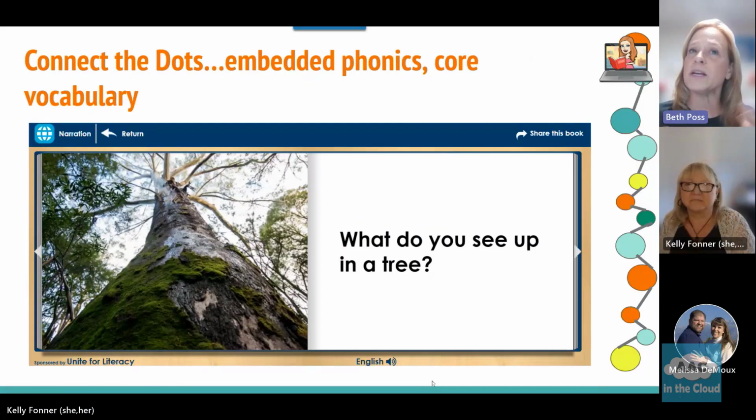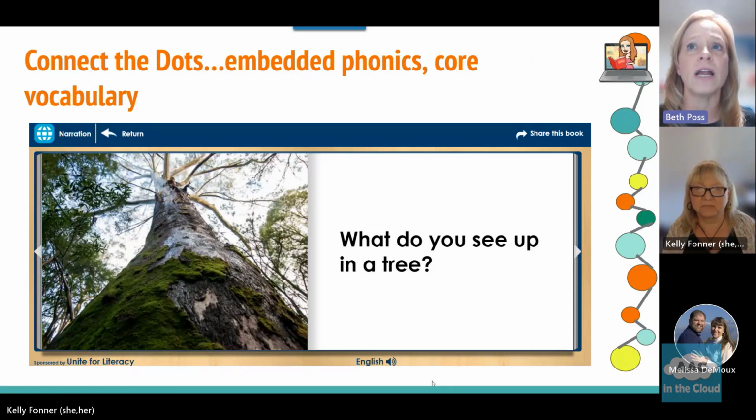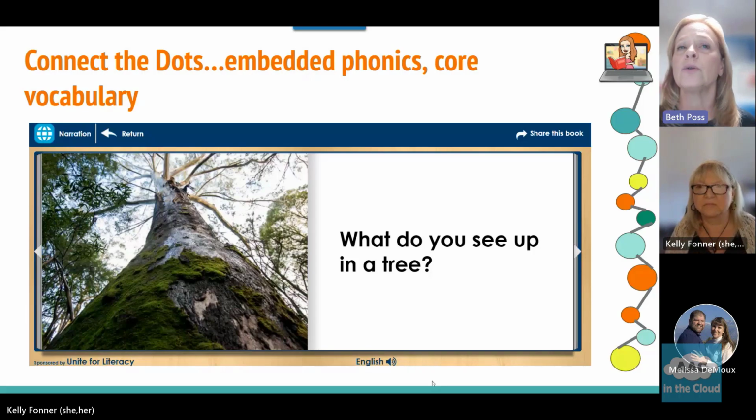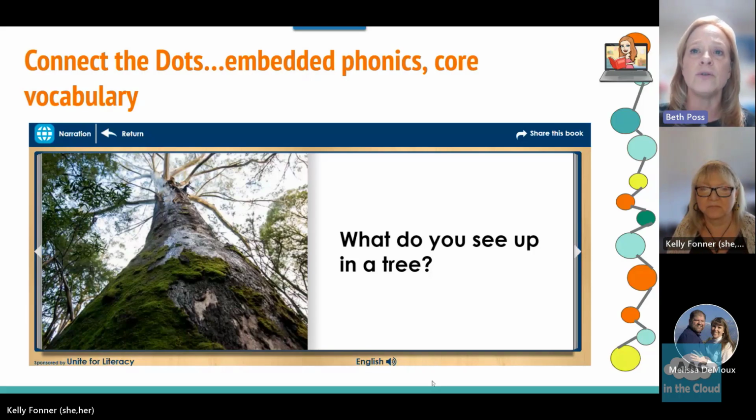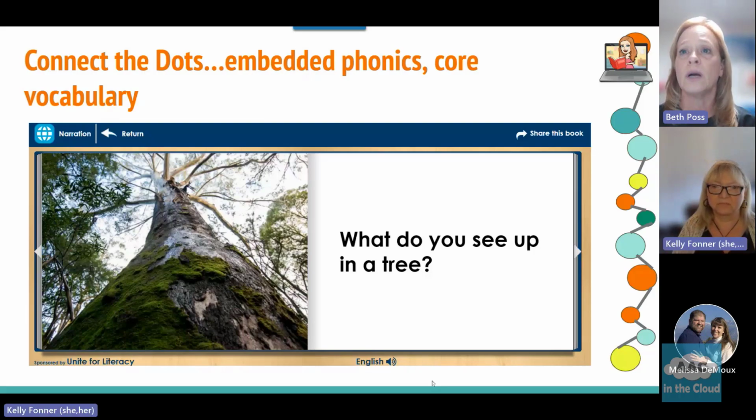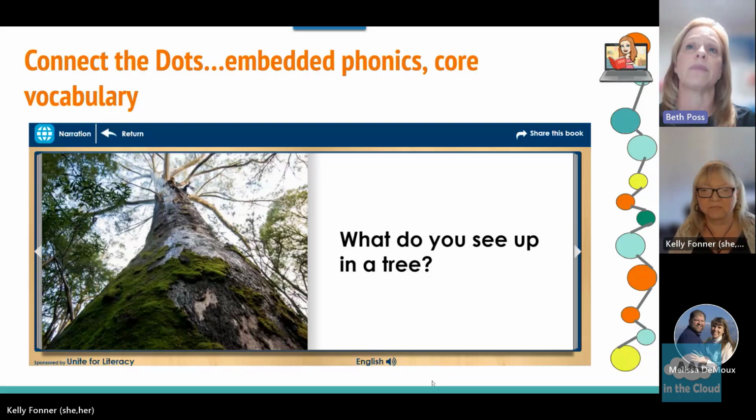So let's talk a little bit about connecting those dots again around that embedded phonics and the core vocabulary. This is a book from Unite for Literacy, a totally free website with simple picture books. And if we were reading this book for pleasure, for whatever reason, because remember when we're talking about embedded, we're doing the reading in order to enjoy ourselves, to learn about something.